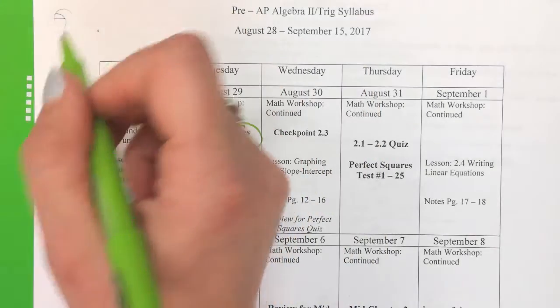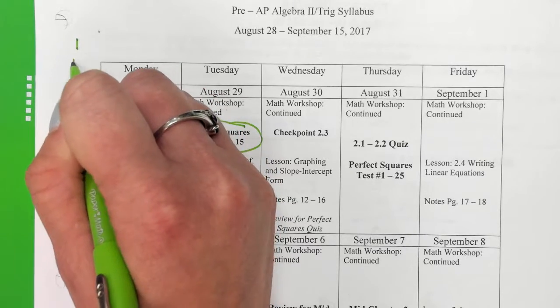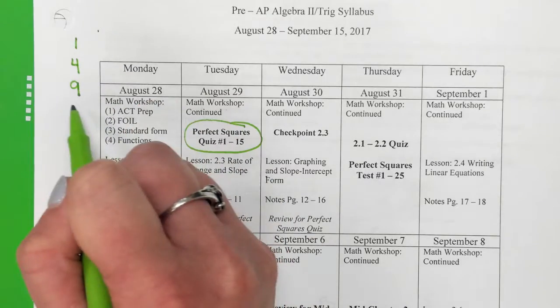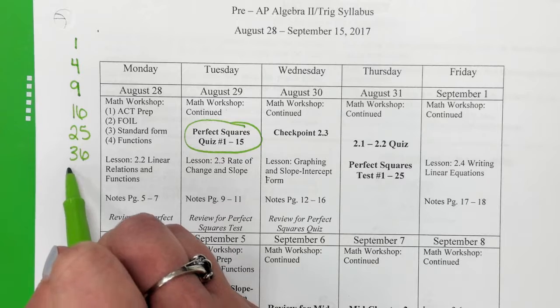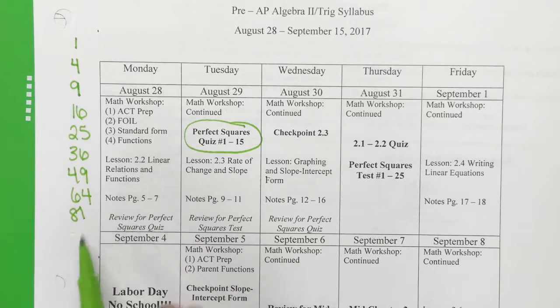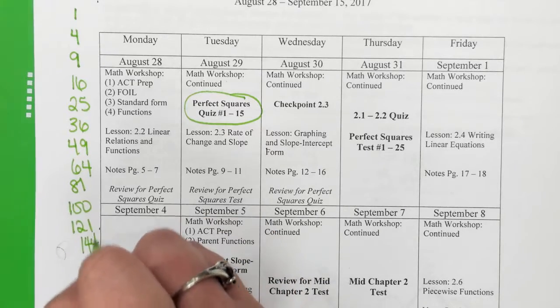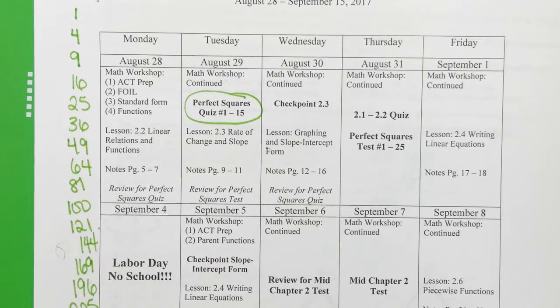All right, so let's look at the first one. You should know these. What's the first perfect square? What's the next perfect square? What's the next one? 9. 3 times 3 is 9. 16. 25. 36. 49. 81. 4 more. 144. 2 more. 225. That is your quiz tomorrow.